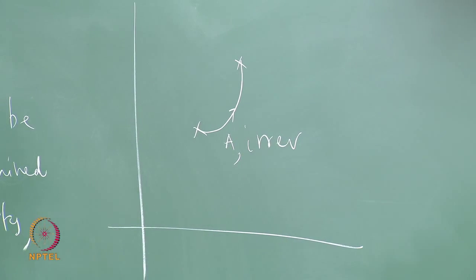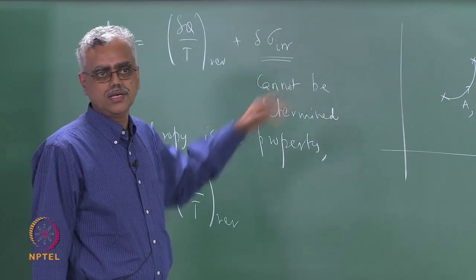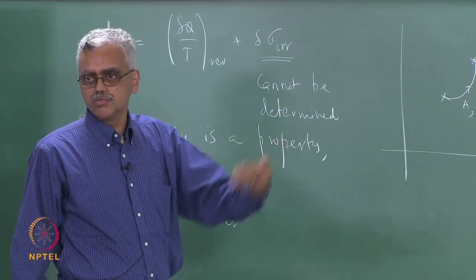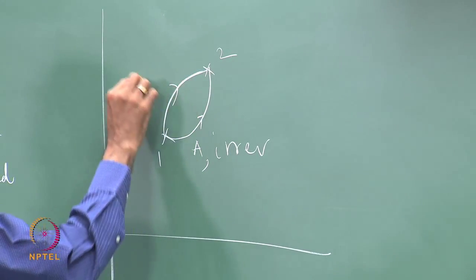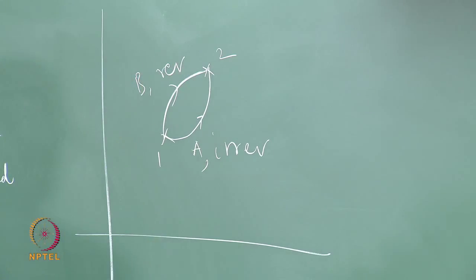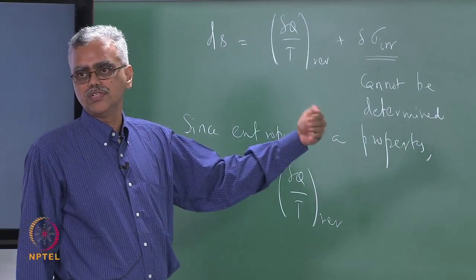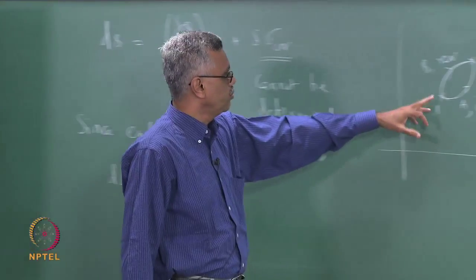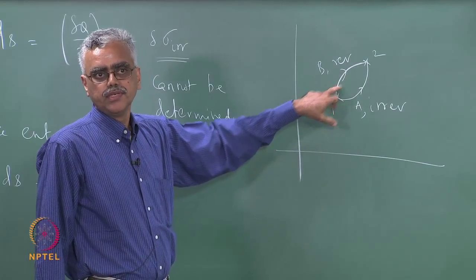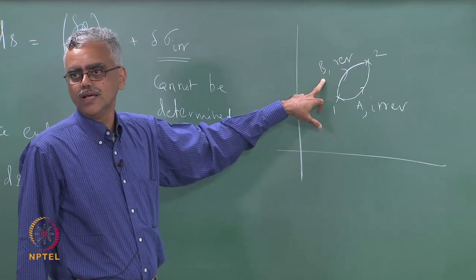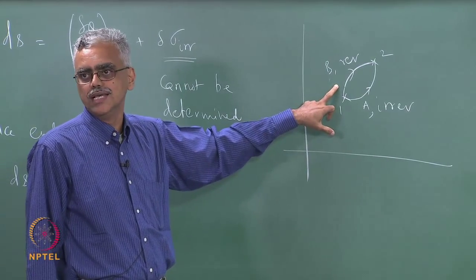However, for an irreversible process, because I am not able to calculate delta sigma, what I will do is think of a reversible process which connects states, let us say 1 and 2, like this. So, this is process B, which is a reversible process between the same two states. So, I can imagine a reversible process that connects the two states and then calculate the entropy change between these two states using this. Since entropy is a property, the actual path that I use to evaluate the entropy change is irrelevant. This only makes my calculation process easier.